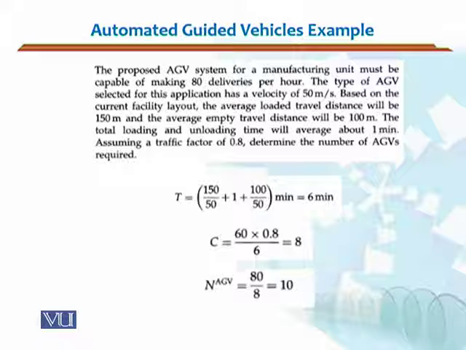Now I can use this to find C, which is 8 here. Based on that C, I can find the number of AGVs from the formula which we have discussed in our previous session. So that would be 80 divided by 8 here. 8 is C here. So my total required 80 is the number of deliveries per hour required. And we will divide it by C, so we require 10 AGVs for the current facility.